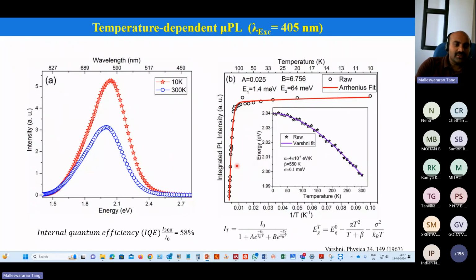As you can see here, the integral intensity ratio between room temperature and 10 Kelvin gives around 58%. This is also relatively better quality than state of the art LED materials. And further, using Varshni's condition, we confirmed that there are no tail-like band states at the band edges of the quantum well region.